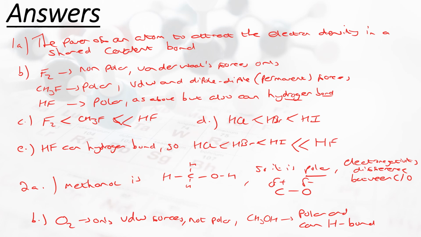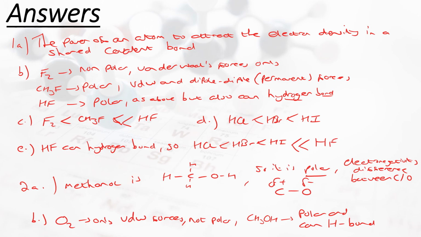So the first question was to define electronegativity. Electronegativity is the power of an atom to attract the electron density in a shared covalent bond. The power to attract that electron density towards itself. We then had to describe the intermolecular forces present in fluorine, CH3F and HF.